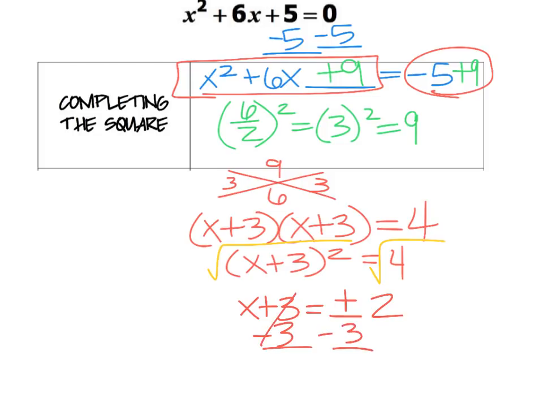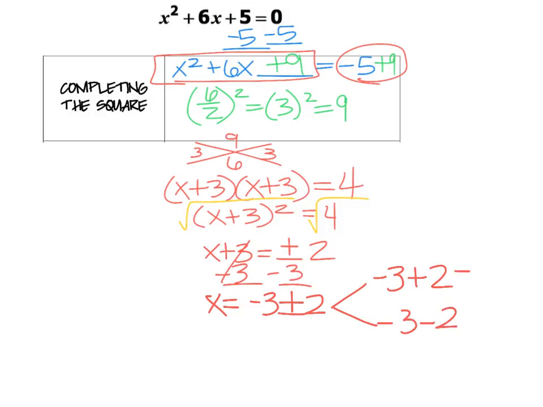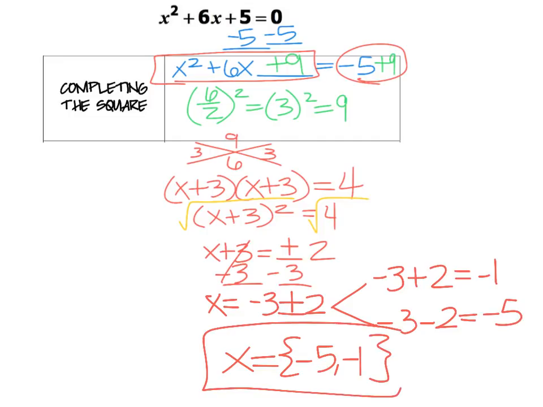Cancels out over here, so we're left with x equals negative 3 plus or minus 2. And then we write this as two separate expressions. So negative 3 plus 2 and negative 3 minus 2. This gives us negative 1 and this gives us negative 5. So our solutions are negative 5 and negative 1. So we just solved this by completing the square. And we got the exact same solutions as we did when we solved it by graphing and factoring.